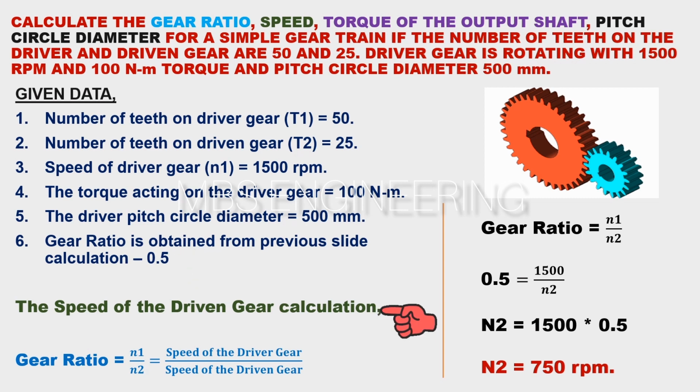The speed of the driven gear calculation. Gear ratio is equal to N1 divided by N2. Gear ratio is equal to speed of the driver gear divided by speed of the driven gear. 0.5 is equal to 1500 divided by N2. N2 is equal to 1500 into 0.5. N2 is equal to 750 revolutions per minute. Therefore, the speed of the driven gear is 750 revolutions per minute.